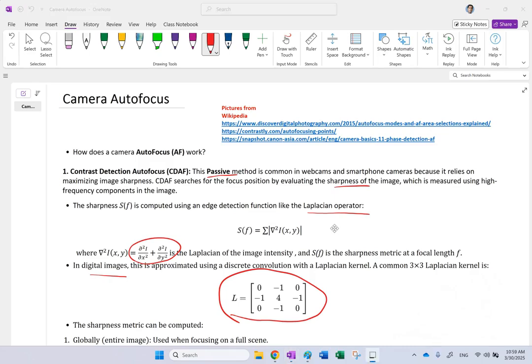Convolve any part of the image, any window, with this kernel and get some response, and because you get a vector or a matrix, you can then get basically the norm of it. You can sum it up and you can get a measure of the focal length, the one that you have, and then change the focal length practically.